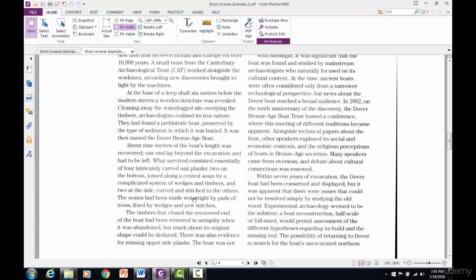And we're starting backwards from here where it says watertight. Oh, here it is right here. At the base of a deep shaft, 6 meters below the modern streets, a wooden structure was revealed. So, keyword, 6 meters below. That's our answer. I'm just checking: this is the 9 meters of the boat's length. This is talking about how long the boat was, where it says 9 meters. But here it says 6 meters below the street. So that's underground, right? So the answer is 6 meters.